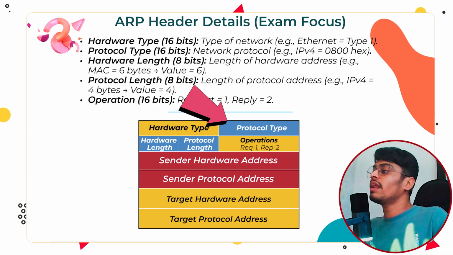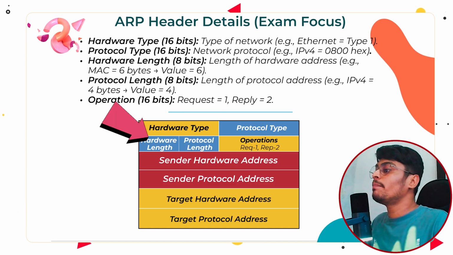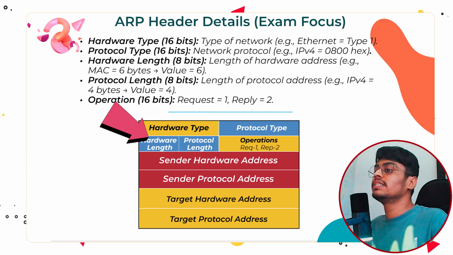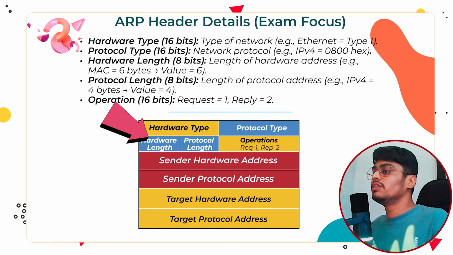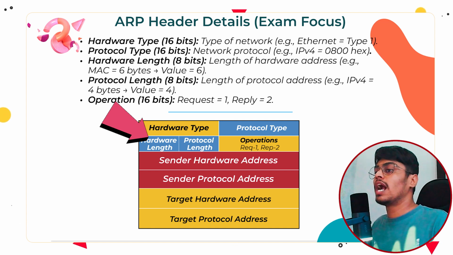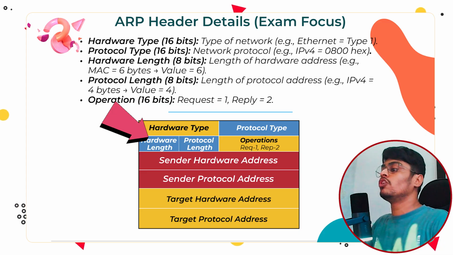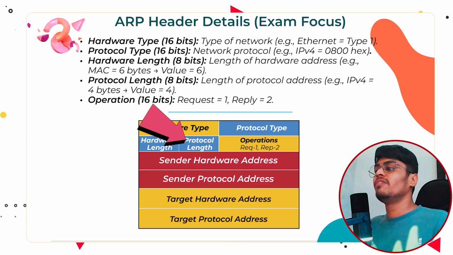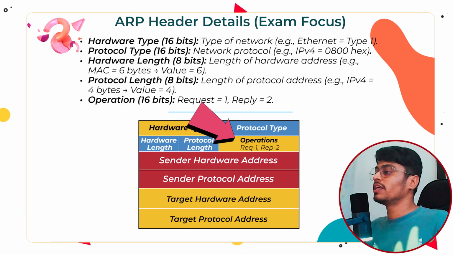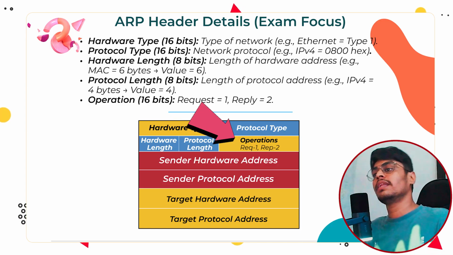Then hardware length means the length of the hardware address you are communicating with, that is, the MAC address. Normally a MAC address is of 48 bits, which we represent with 6 bytes. So in case of Ethernet we will put the value 6 here. Now protocol length, it is IPv4, so its value will be 4. Operation: if you are requesting, then its value is 1. If you are replying, then its value is 2.